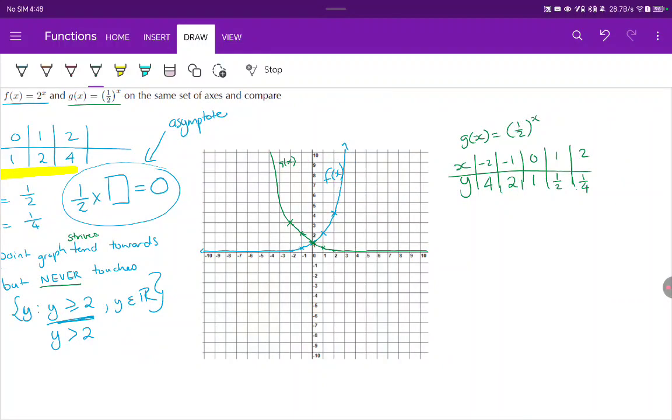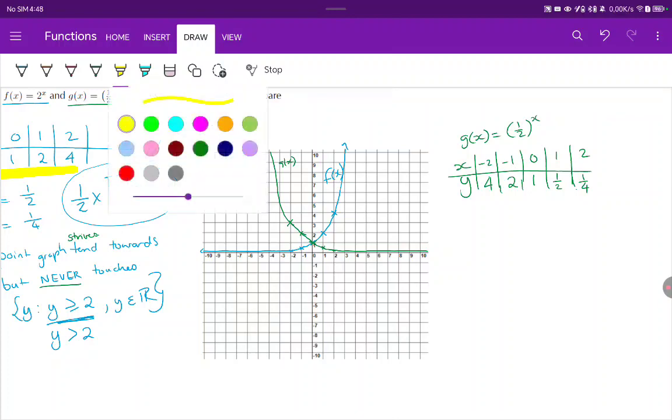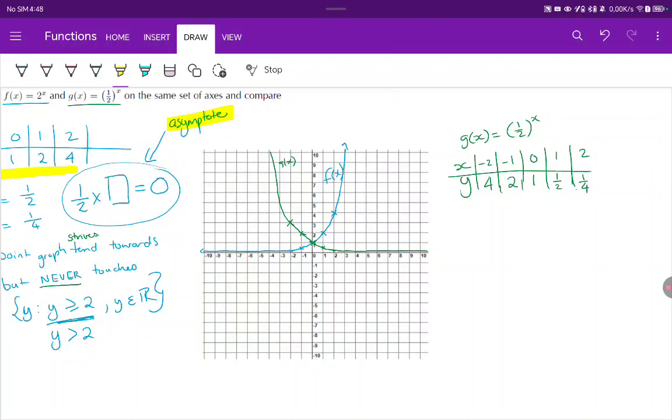Again, y will never ever equal 0. So over here, our asymptote on this graph is going to be the x-axis, or the line y equals 0. That's what our line will never be. It will never touch or cross over y equals 0. That's our asymptote.